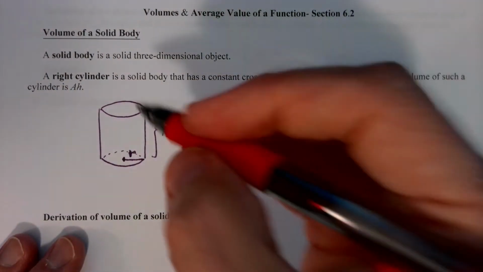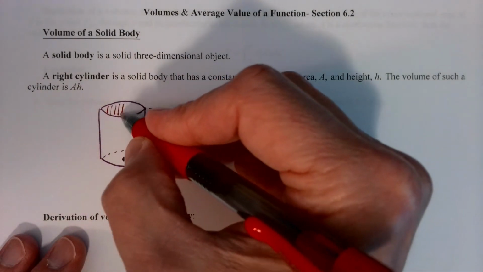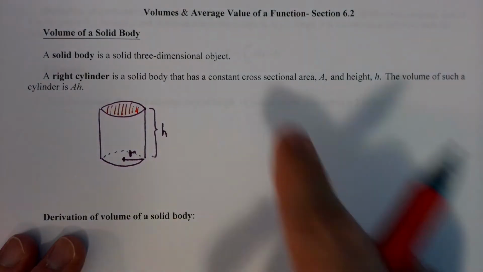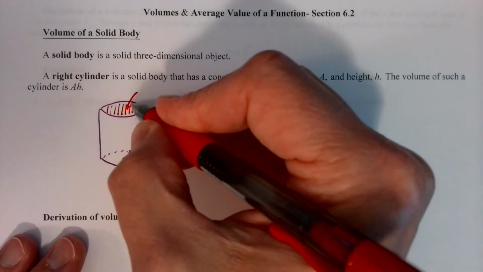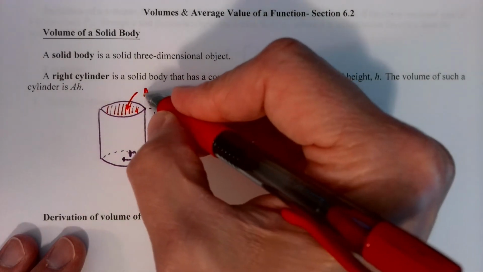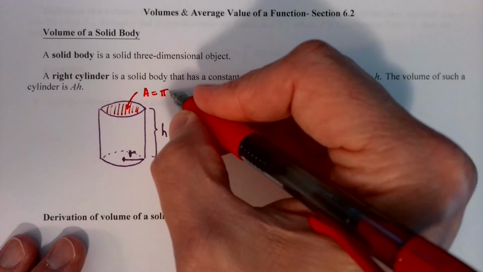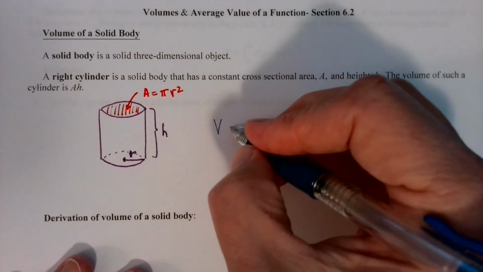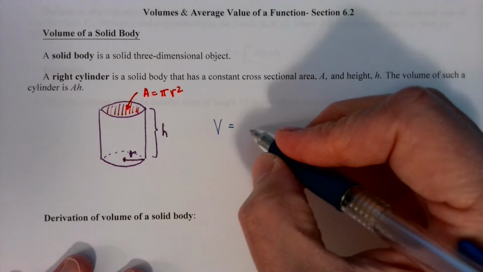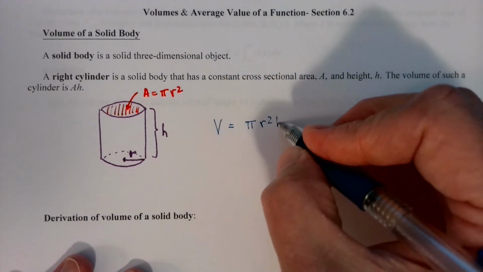So what would the volume of this be? Well, the constant cross-sectional area A is the area of this circle. So what is that area equal to? Well, the area of any circle of radius r is what? Pi times that radius squared. And so we can now find the volume as just the product of that cross-sectional area times the height. So pi r squared h.